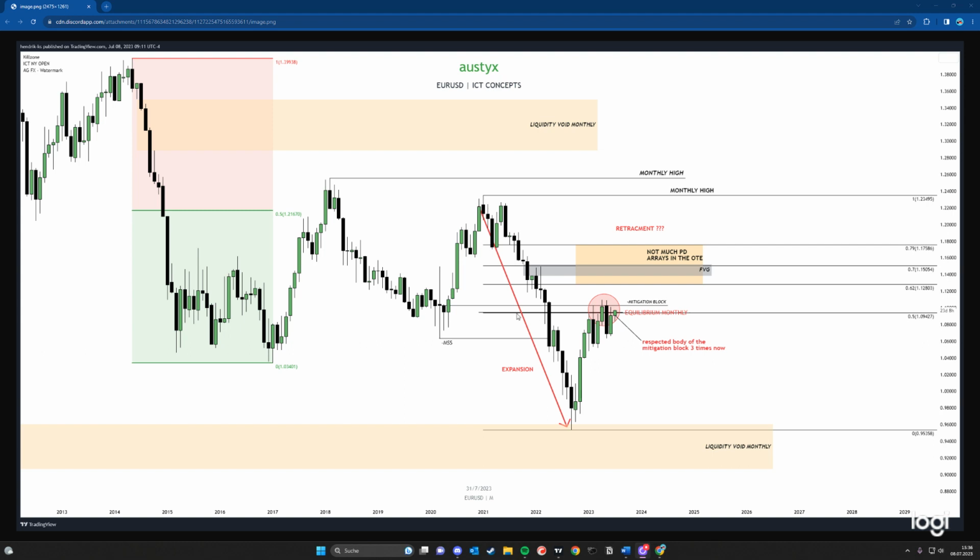Of this bear leg, we also have this equilibrium on the monthly, which is important because it lines up with the mitigation block. Above an OTE, this zone, I've marked it out, there's not much of importance. We have this FVG, which has been rebalanced once, so it's lost its significance. There's nothing really significant above equilibrium anymore, which is why I want to see this mitigation block hold pretty much.